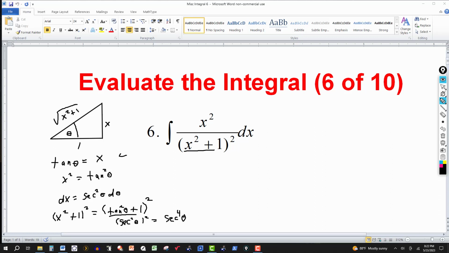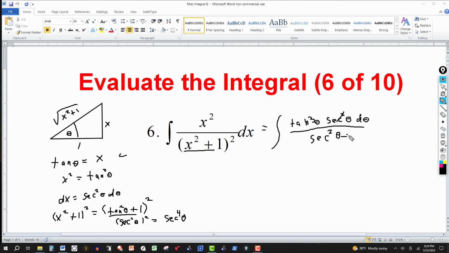So now we're kind of set here. Come over here, equals, so we've got the integral of x squared, that's going to be tangent squared theta. And then the dx can be replaced by secant squared theta d theta now. And then in the denominator, the x squared plus 1 quantity squared, as we saw, is now secant to the 4th theta. So the secant squared can be cancelled, and that'll make this a 2 now. So this reduces down to tangent squared theta over secant squared theta d theta.